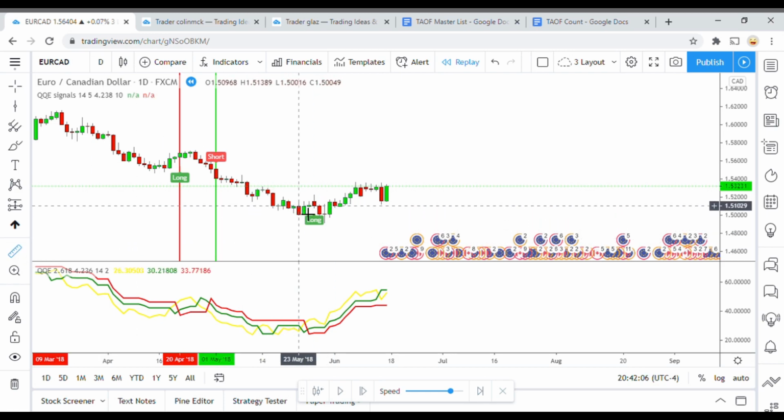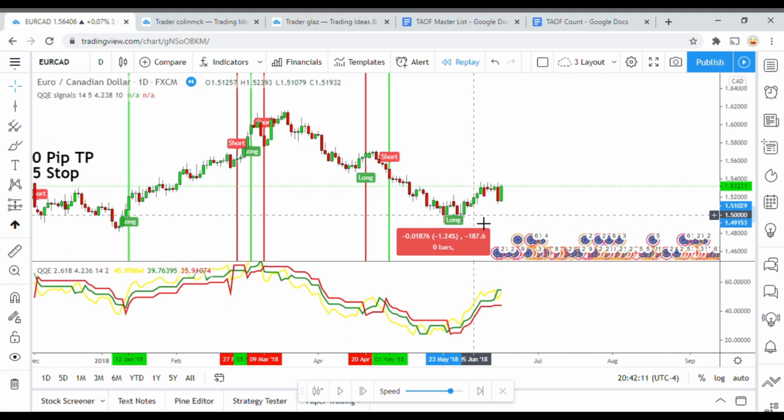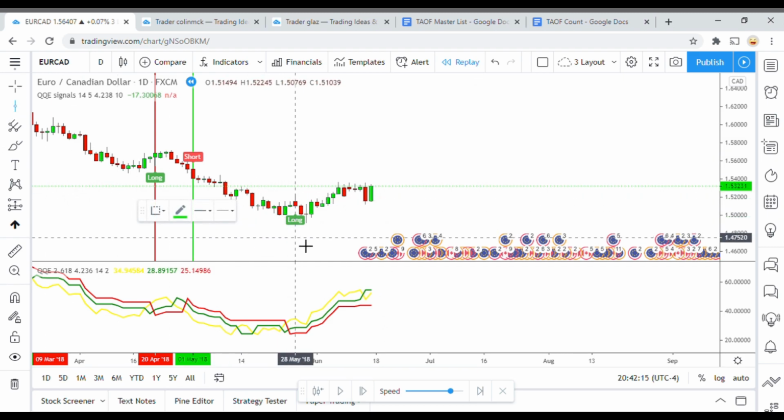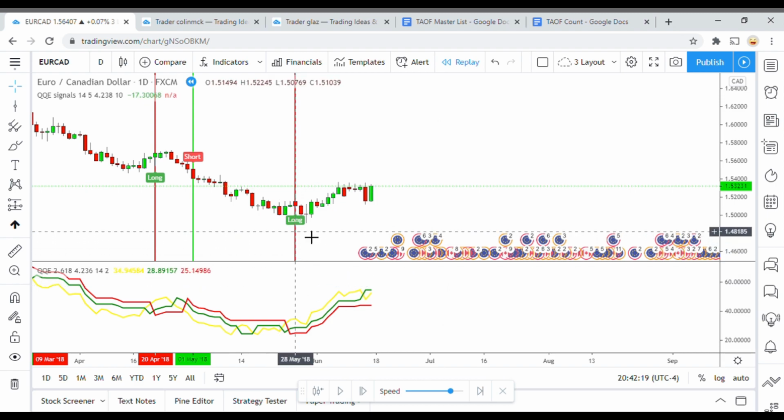Picked up a long signal right there. Looks like we might have gotten ourselves stopped out there. 187 and 165. Yep. Unfortunately, got us stopped out there.